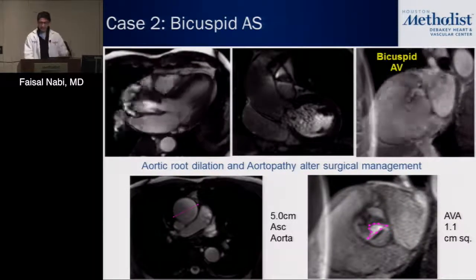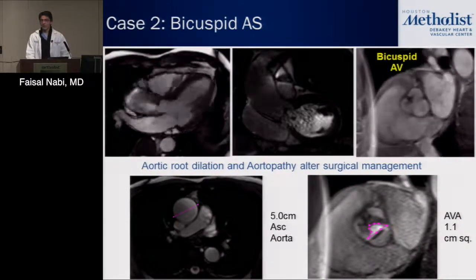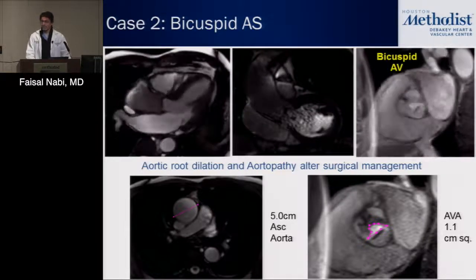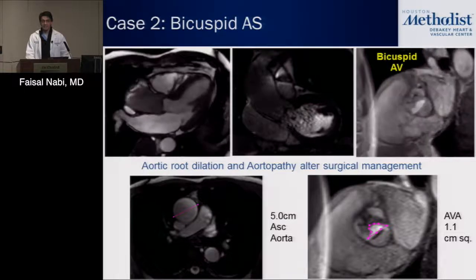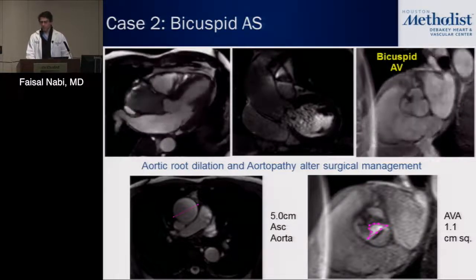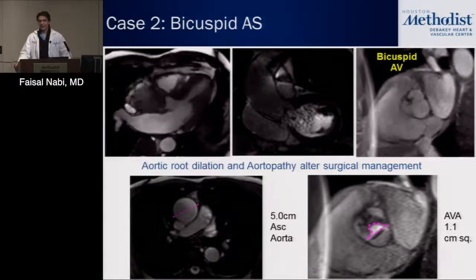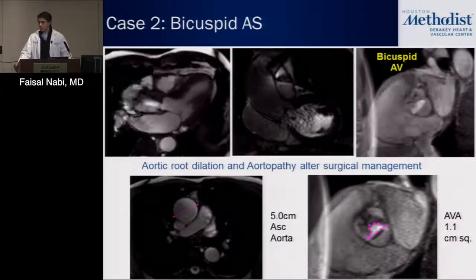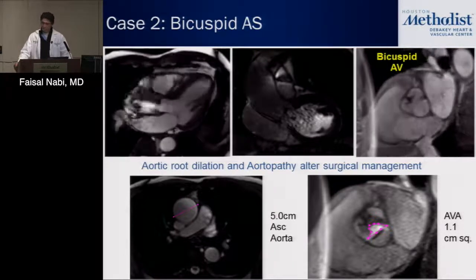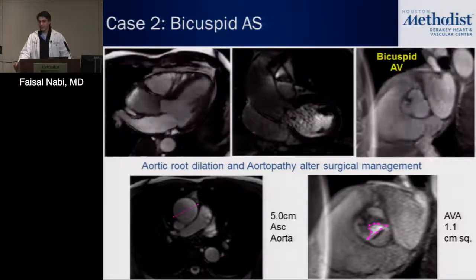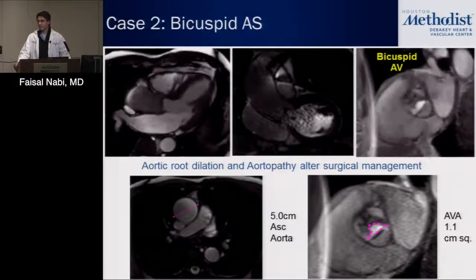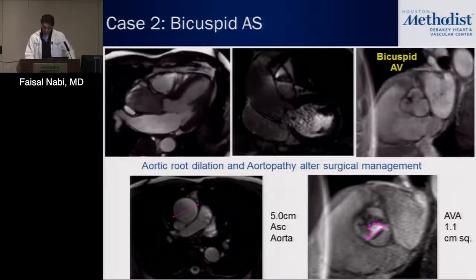Bicuspid aortic valves, this is a major problem. These patients often have concomitant aortopathy. If you have a patient going to the operating room, please do not send them for, let's say, bad AS or bad AI without having some assessment of the aorta, either CT or CMR. Because as you well know, these patients have concomitant aortopathies, and we regularly find patients who need some combined aortic surgery.